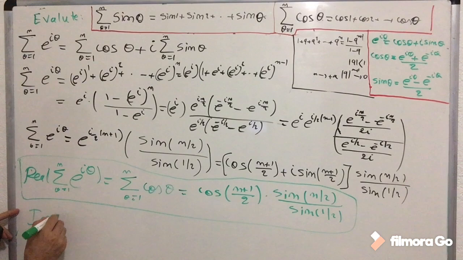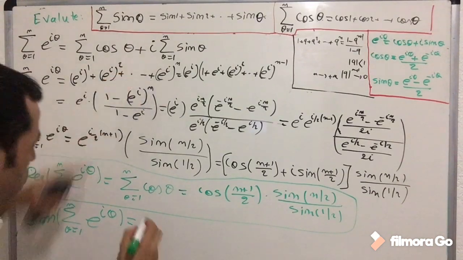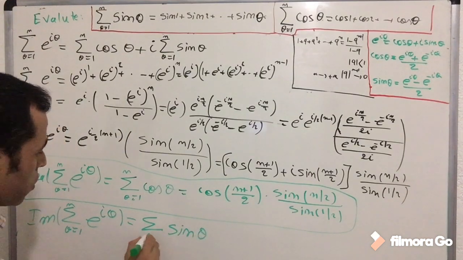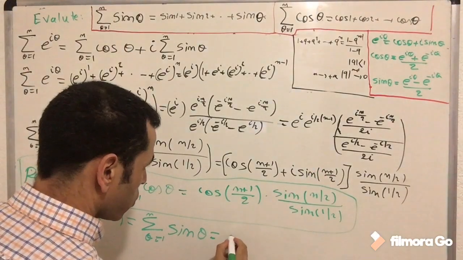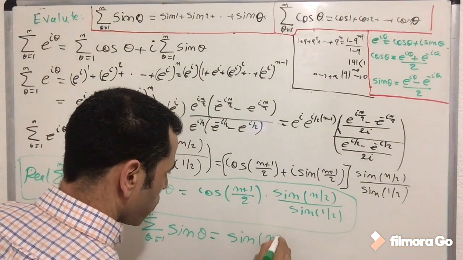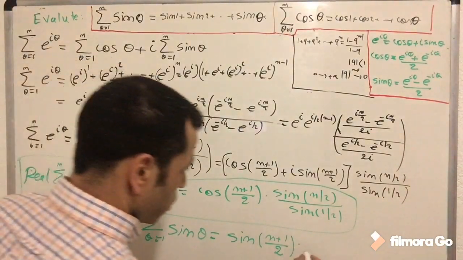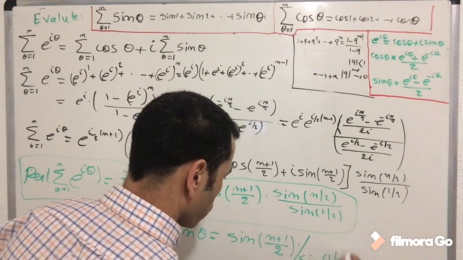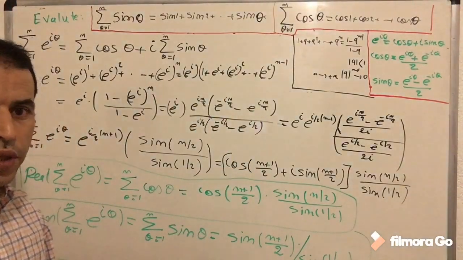Imaginary part of what? Of the sum of exponential i theta, theta from 1 to n, equals what? Equals this one. Equals the sum of sine theta, theta from 1 to n, equals what? Equals this one. Equals sine (n plus 1) over 2, okay, times sine n over 2, over sine 1 over 2, right? I think everybody understands, right? It's very clear and simple.